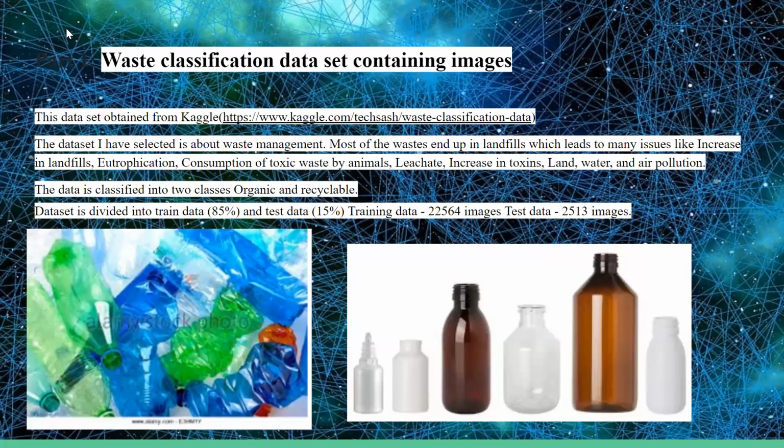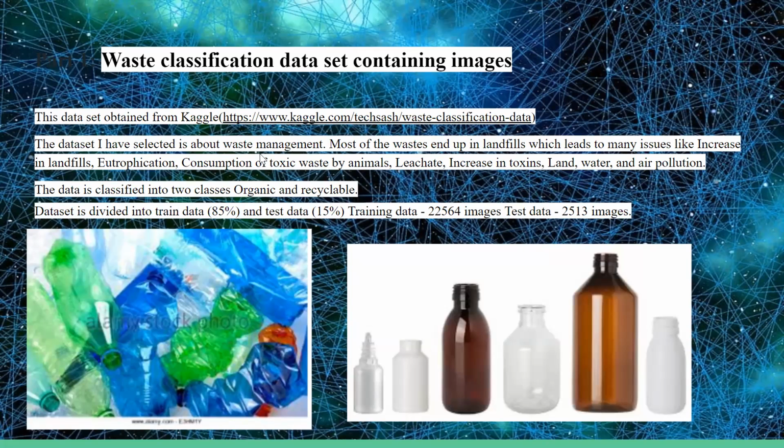Part 1 is to describe an image dataset, and I have selected the waste classification dataset that contains images. This dataset is obtained from Kaggle, and it is about waste management. I selected this because most of the plastic going to landfills is creating more pollution and increasing toxins, and consumption of toxic waste by animals is really harmful.